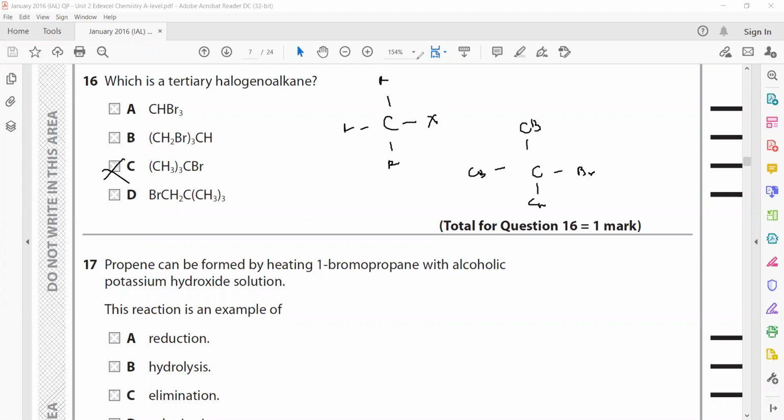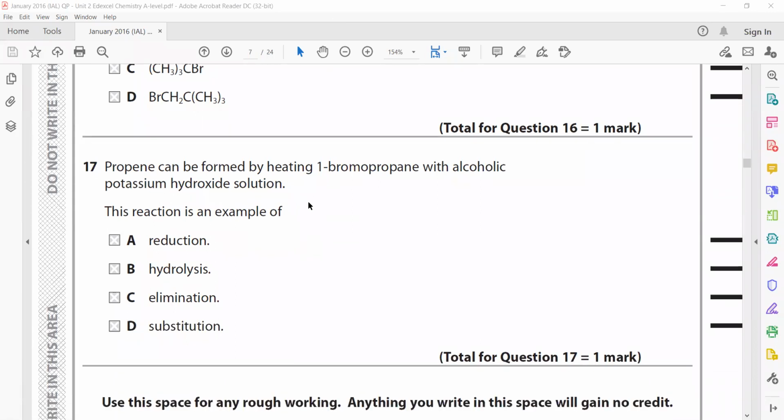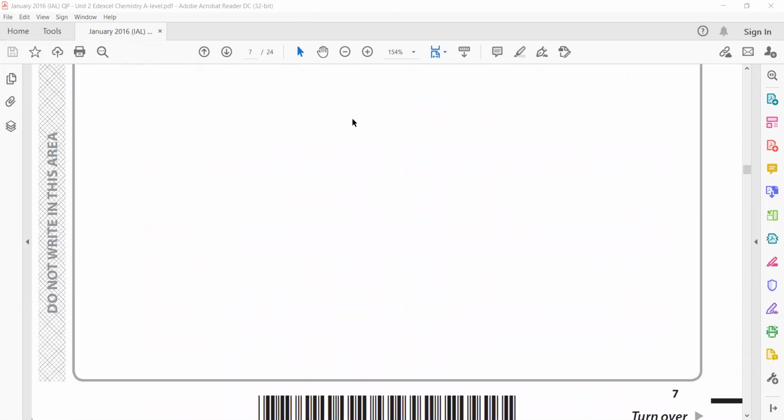Propene can be formed by heating 1-bromopropane with alcoholic potassium hydroxide solution. So the reaction is an elimination reaction. That's why C is the right answer. If it was done in aqueous medium, then it would be a nucleophilic substitution reaction.